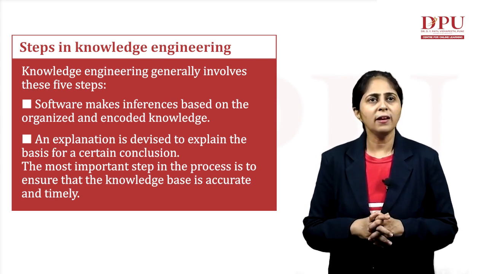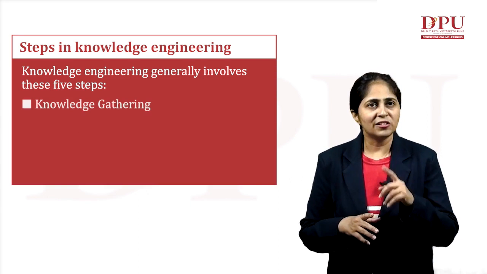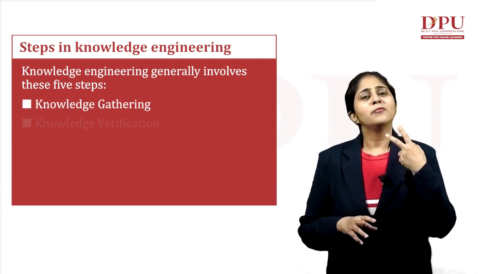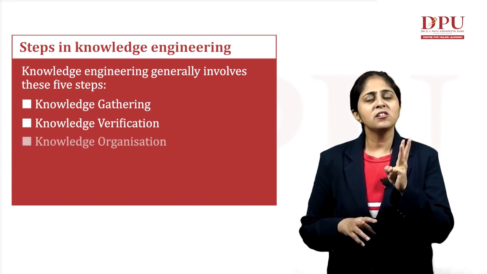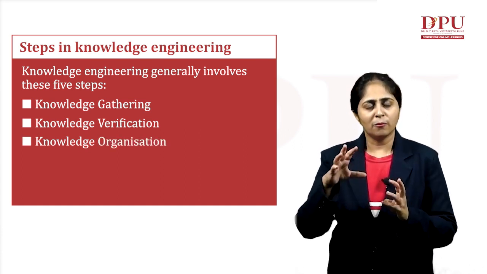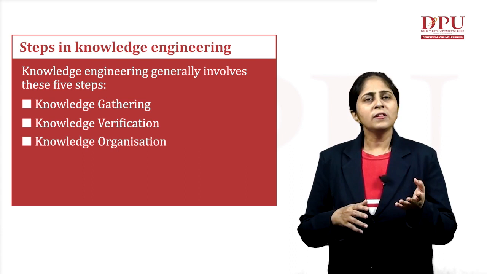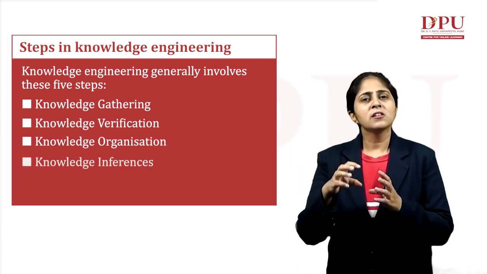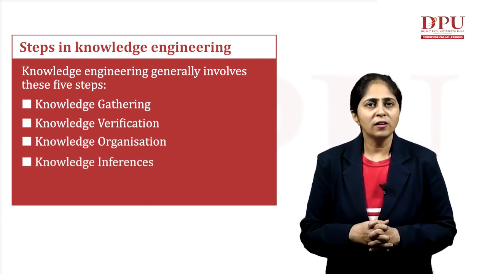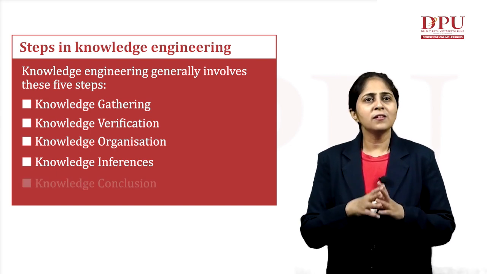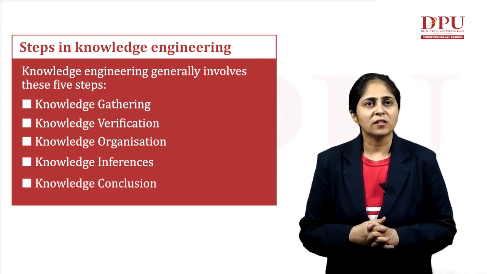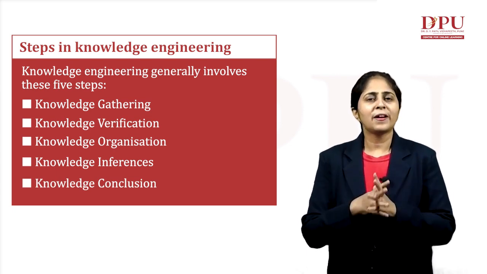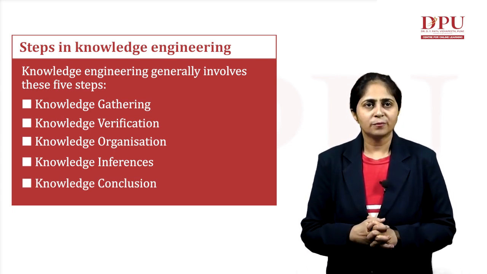So basically when we talk about knowledge engineering, there are five basic steps involved in this process. First is knowledge gathering. Second is verification of that knowledge. Third is organization of that knowledge in a formatted way. Fourth is to draw the inferences or the conclusions from that knowledge. And the fifth one is to provide the explanation for those conclusions. So these are the basic five steps in knowledge engineering.